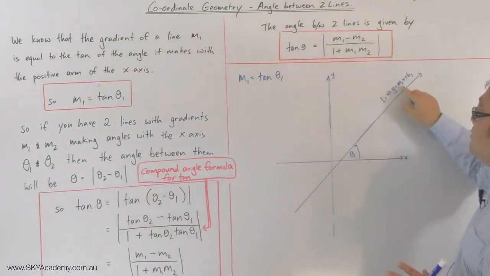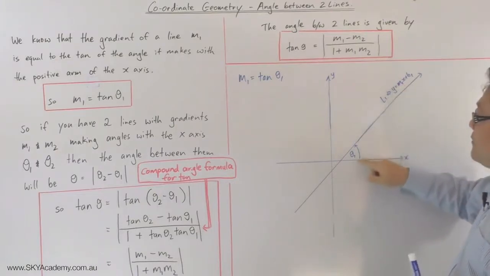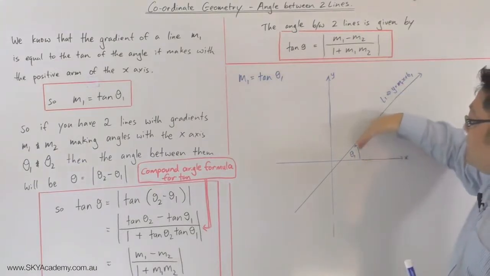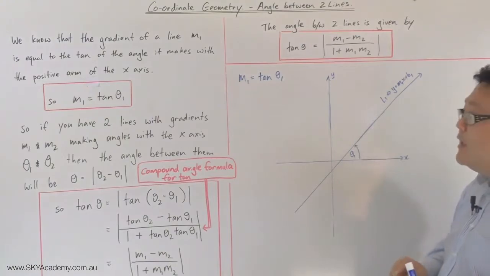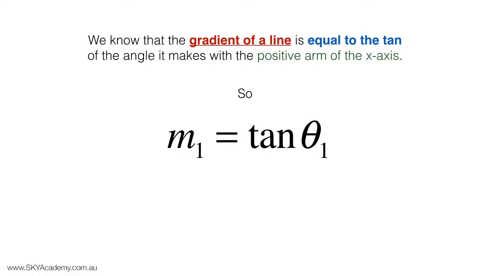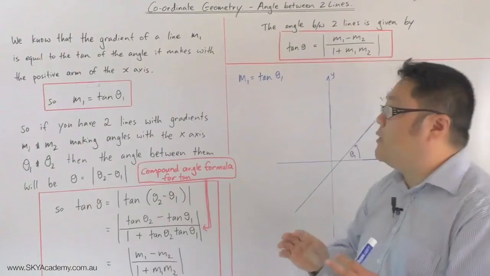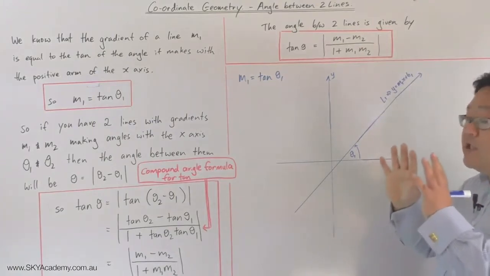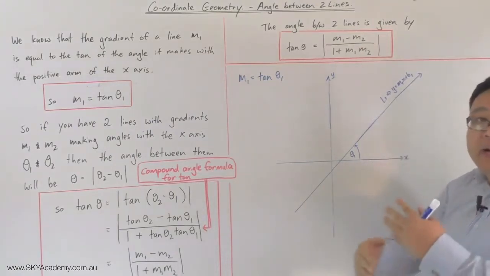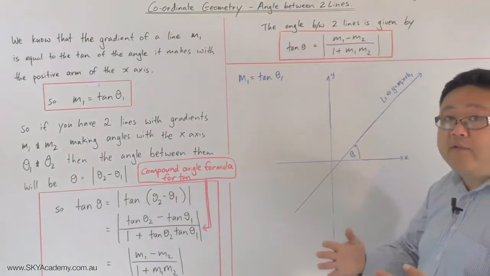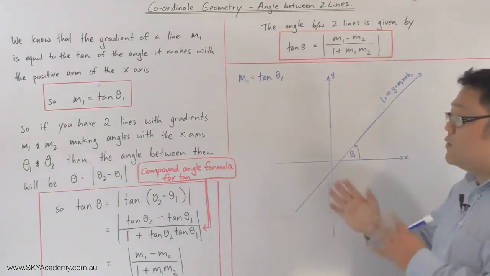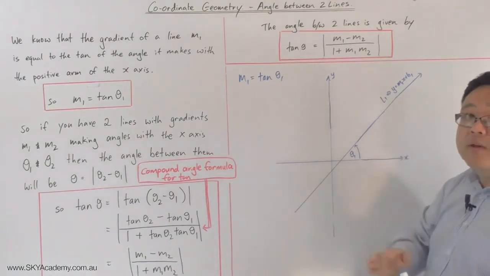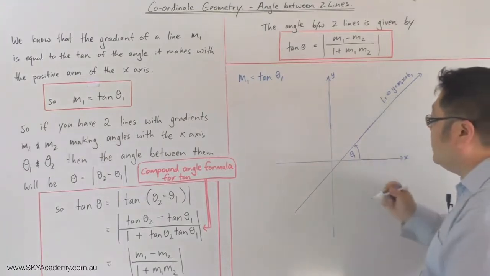The relationship between your gradient, which is m1, and your angle from the positive x arm, which is theta 1, is that m1 equals tan of theta 1. So m1 equals tan theta 1. The reason why that is the case, let me just do a quick recap on stuff that you should already have covered, or will cover in the 2-unit course if you're doing this simultaneously with the 2-unit course.